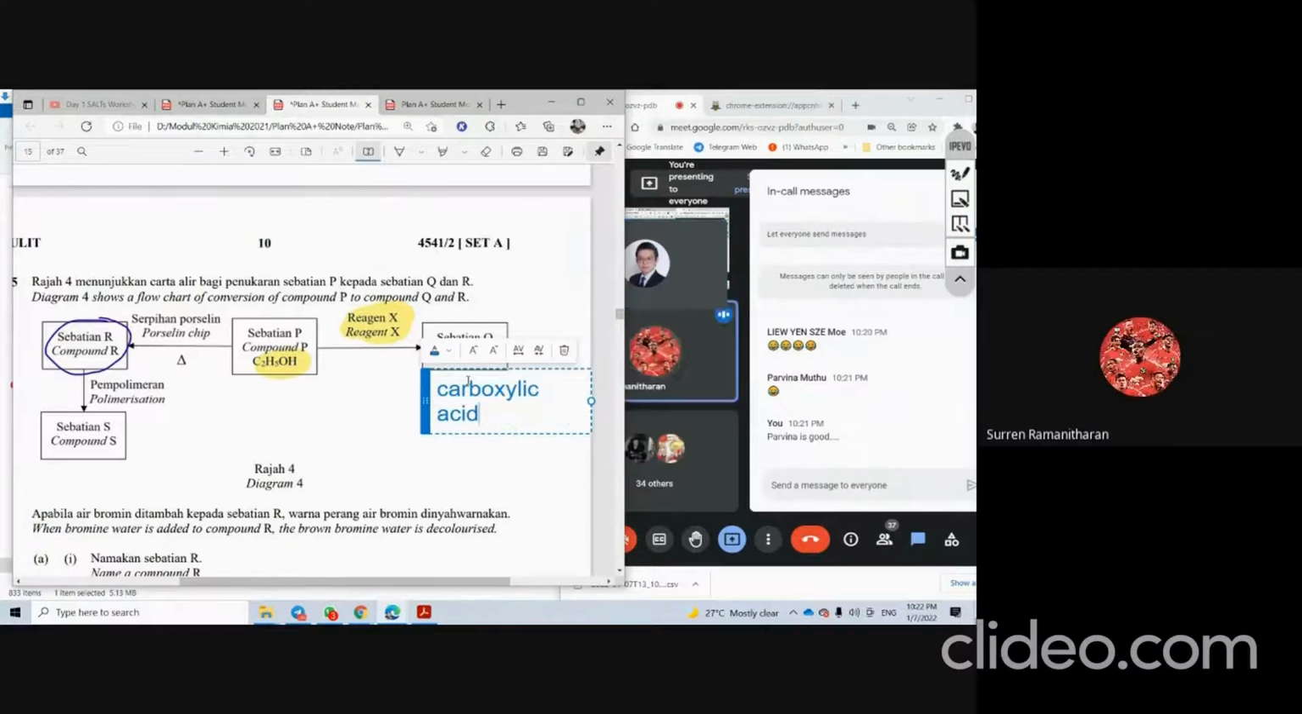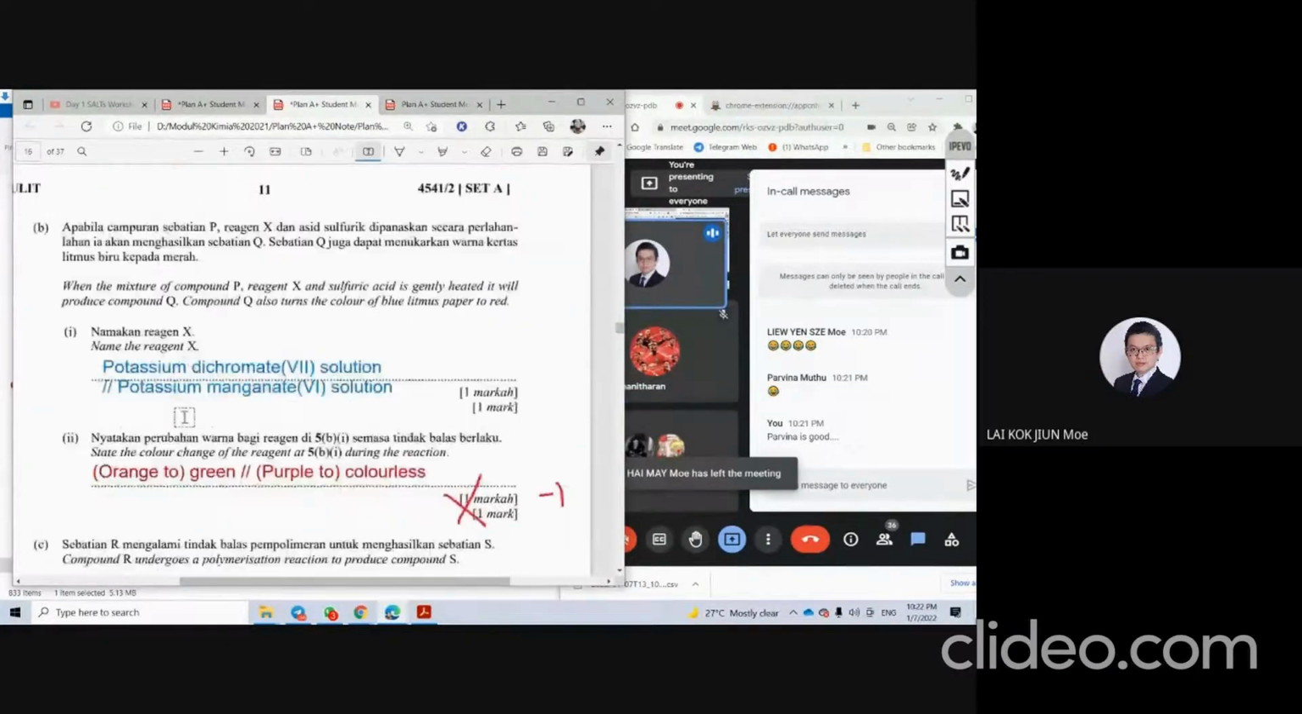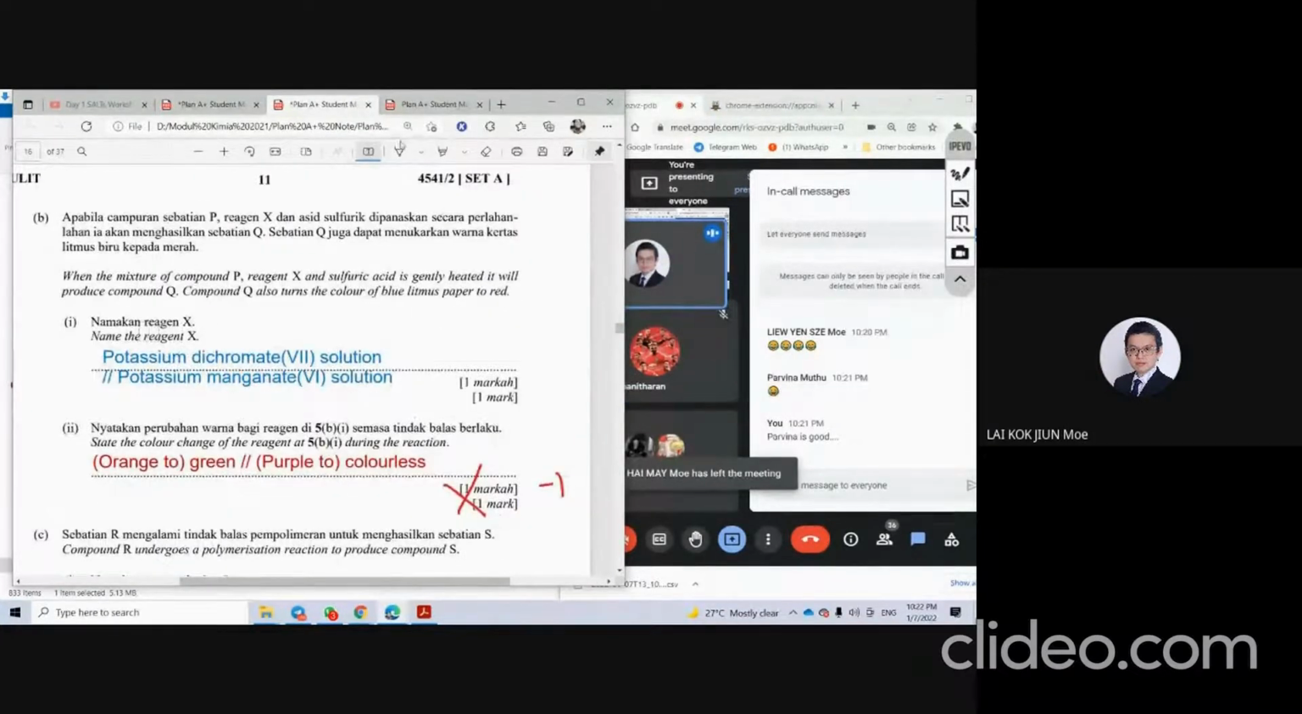So ethanoic acid, sir. Ethanoic acid. Yes. So the reagent X is one. So you give an example. Can I give potassium dichromate? Can. Correct. Potassium manganate can.